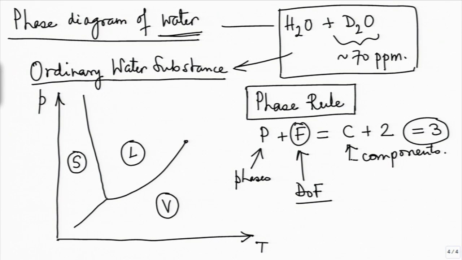For example, you consider the liquid phase. Say let us consider a state here. There is only one phase. So the number of degrees of freedom is 2. That means I am free to change the pressure a bit without changing the temperature and I will still be in the liquid phase. Similarly, I am independently free to change the temperature a bit and I am still in the liquid phase. So this tells us that I have 2 degrees of freedom. The same thing happens if I am purely in the vapor phase or purely in the solid phase.